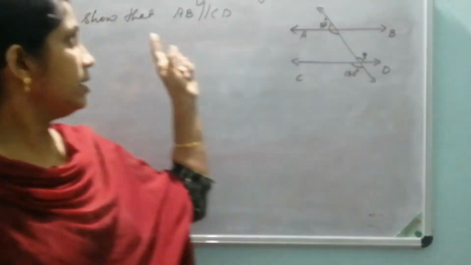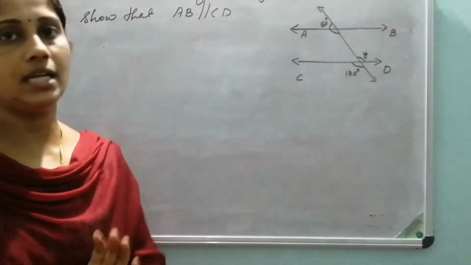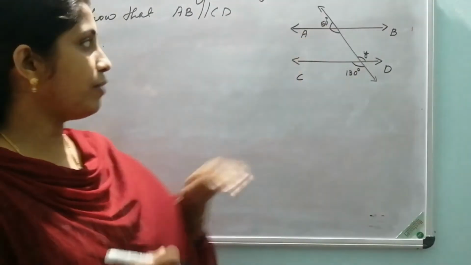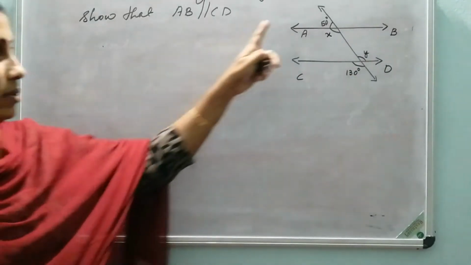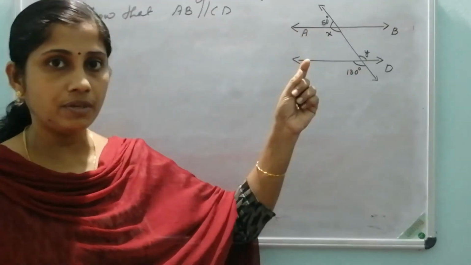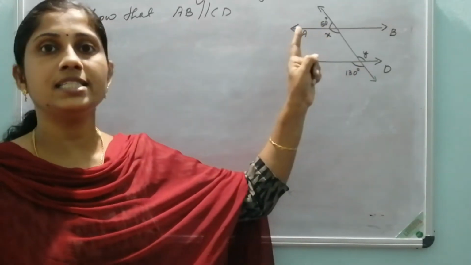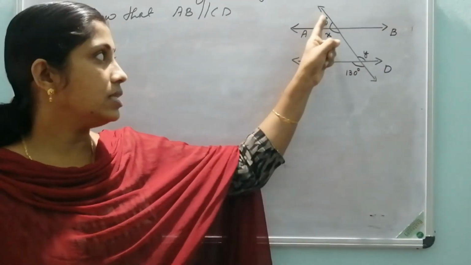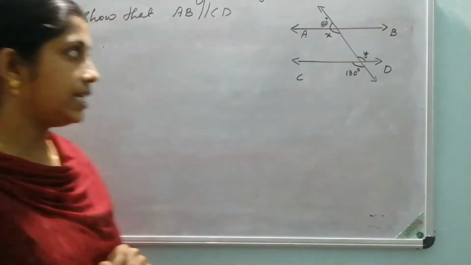That is the first question. Find the values of x and y and then show that AB is parallel to CD. You have to find out the value of x and y. X is here. So, this is a line. Then what is the connection between 50 and x? It is a straight line. So, 50 and x are a linear pair. If the angles are a linear pair, the sum will be 180 degrees.